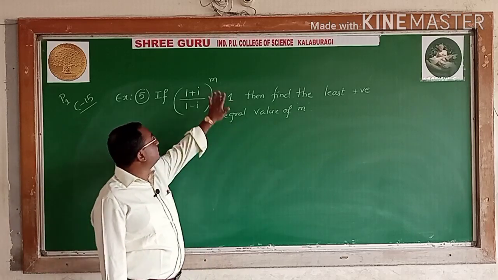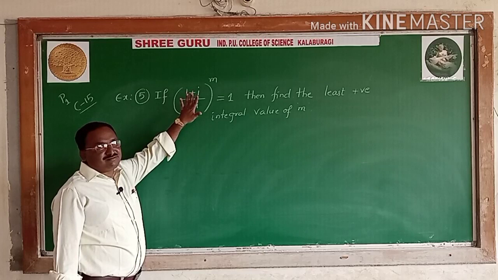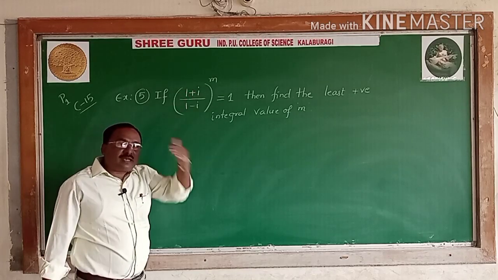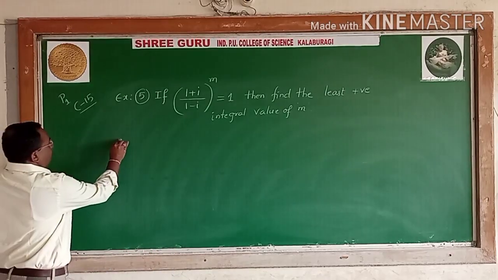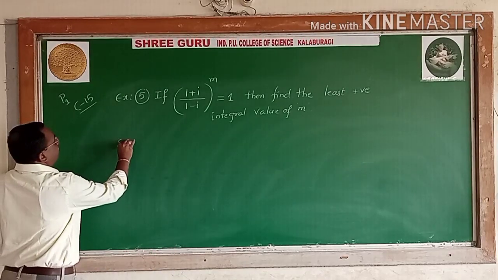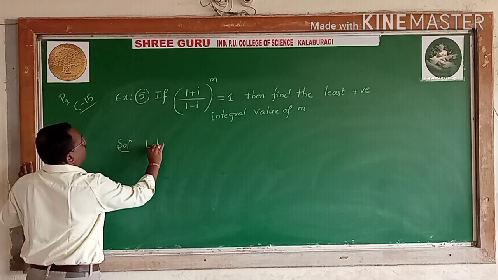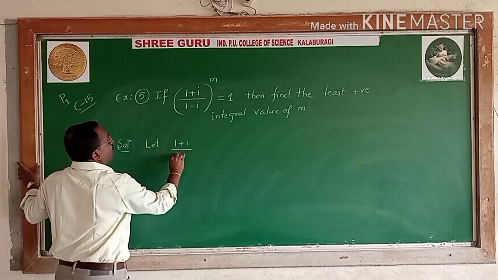What is meant by finding the m value? This is division of complex numbers. Keep in your mind, this is division of complex numbers. Apply rationalizing to become a complex number. First, here is the solution. Let 1 plus i divided by 1 minus i.